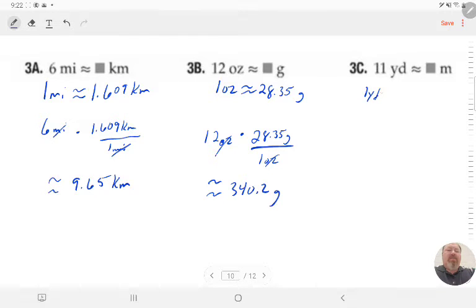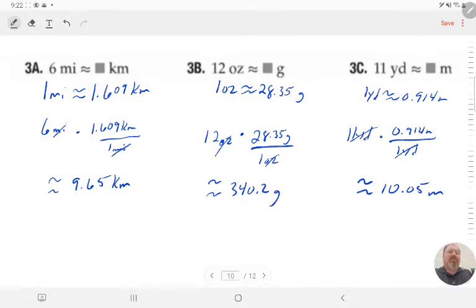Well, 1 yard is approximately 0.914 meters. So I would take 11 yards times 0.914 meters over 1 yard. Remember, your denominator is whatever unit of measure you have. So I can cross out yards, and then I have 11 times 0.914, and I get approximately 10.05 meters. Okay? All right.